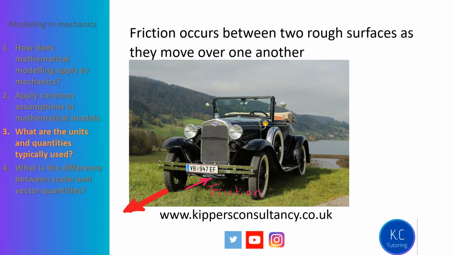Let's take a closer look at forces and the different types of forces we can get. The first one is a frictional force, and this occurs between two rough surfaces as they move over one another. So in this example I've drawn, we have the car that is going to move forward following the red arrow. As the car moves forward, the tyre moves over the grass, and there is a friction between the tyre and the grass, and that frictional force you can see is acting in the opposite direction to the forward motion of the car.